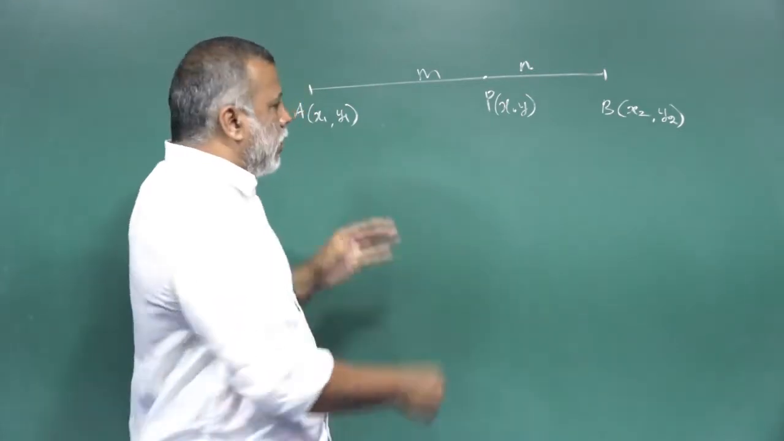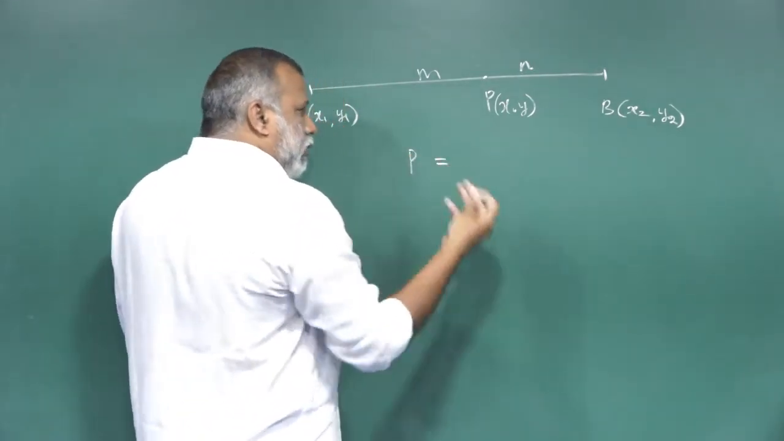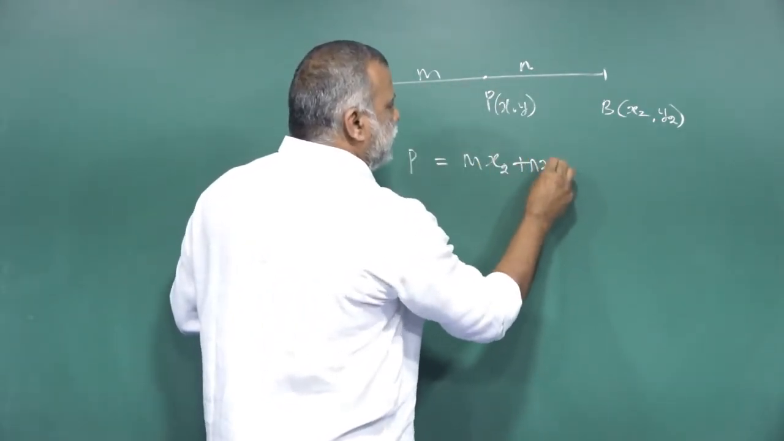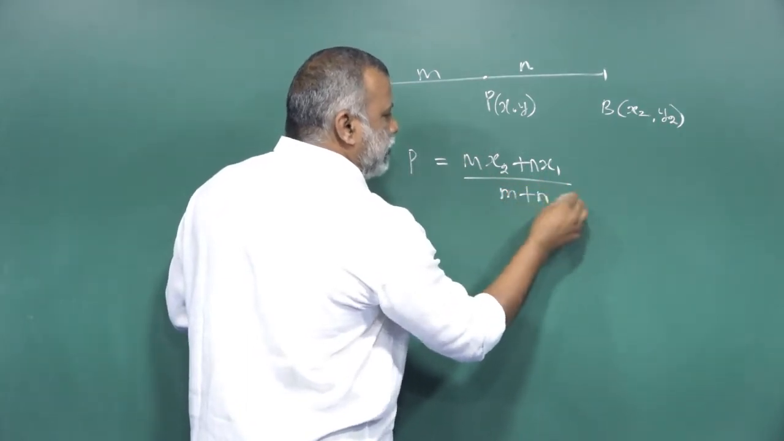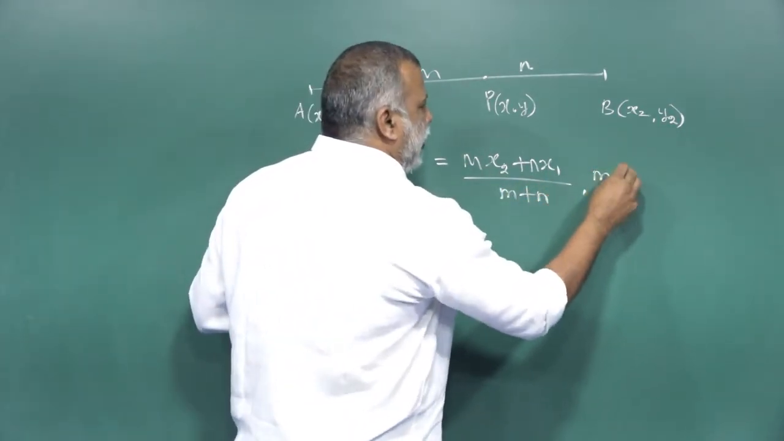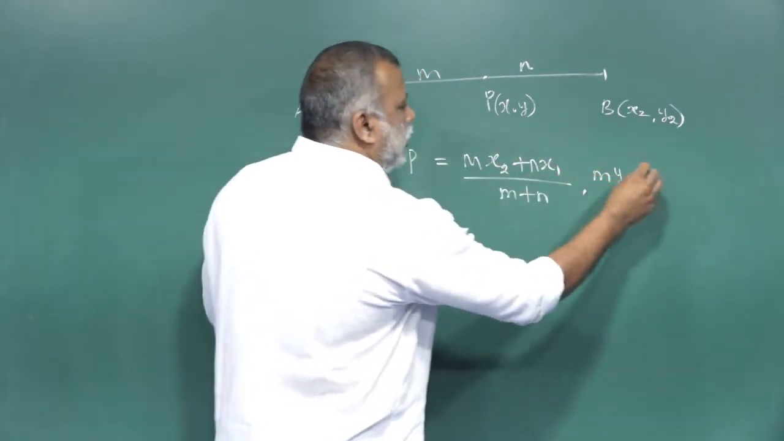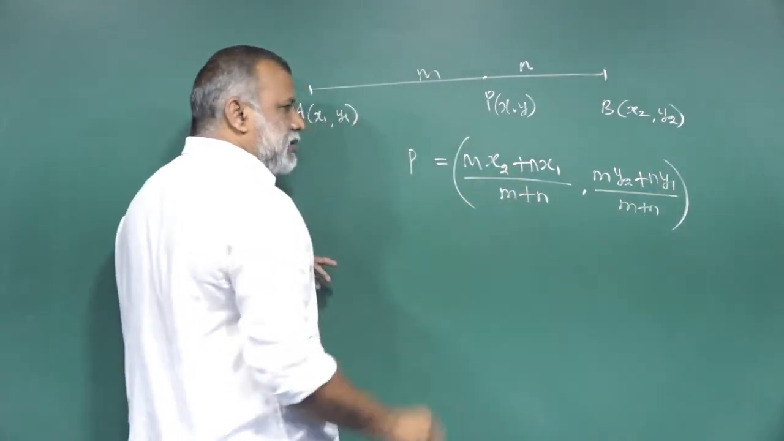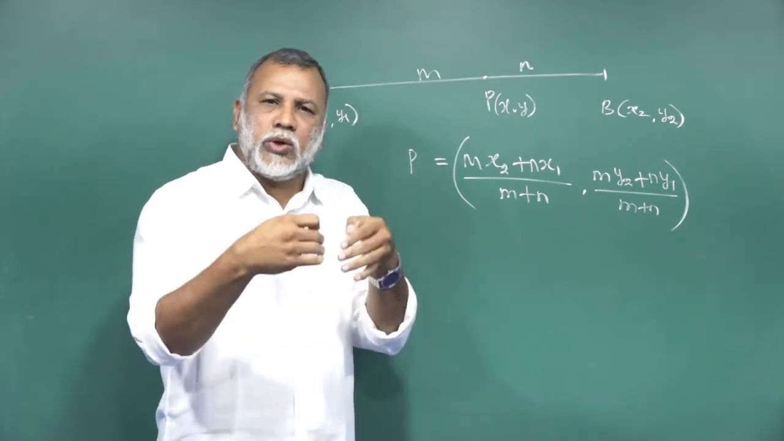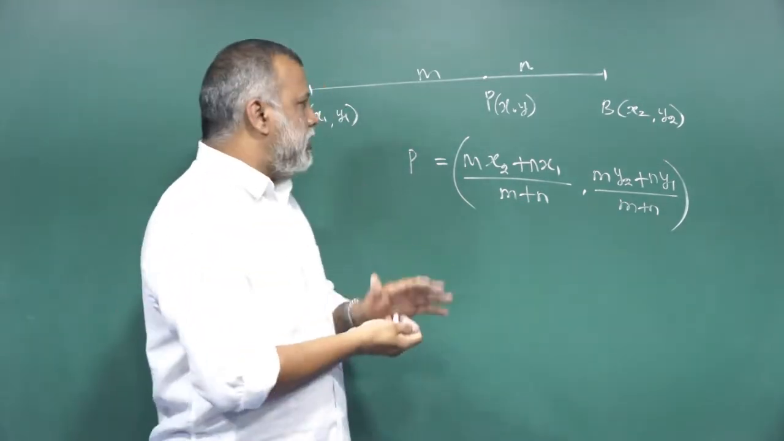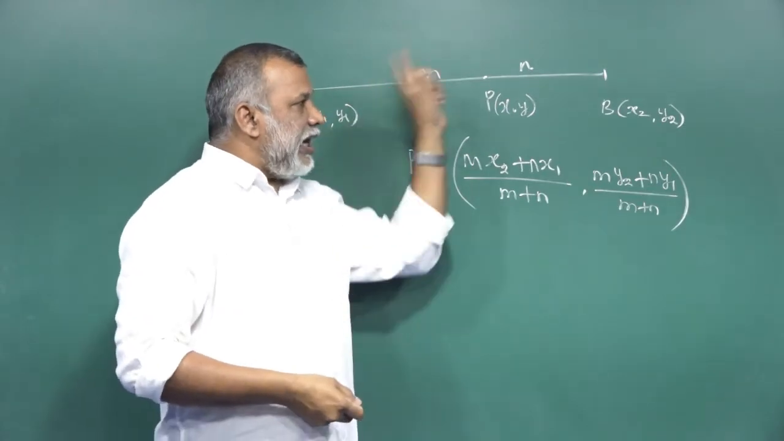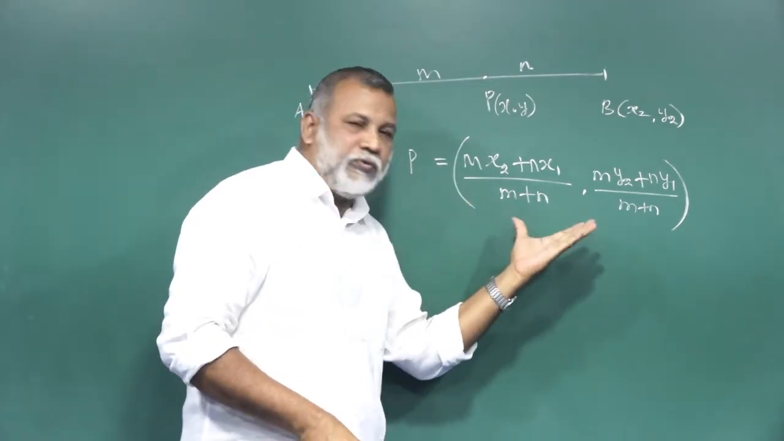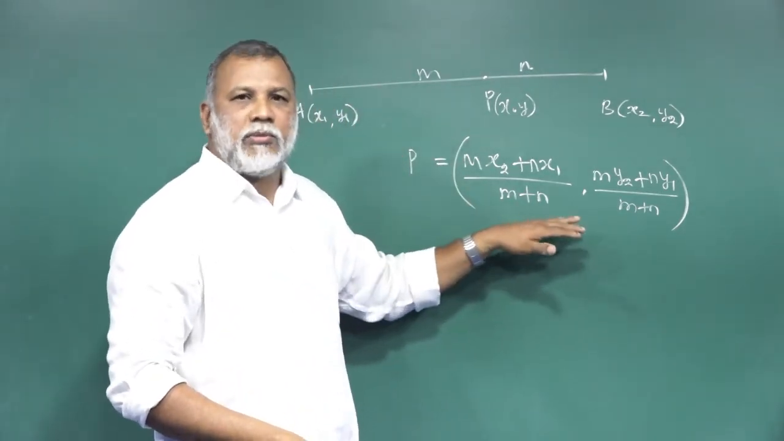Now we are going to work out this result. Now P equal to, what is the result? mx2 plus nx1 divided by m plus n, comma, the same way, my2 plus ny1 divided by m plus n. See this? You are using this formula many times in your lower sections, 9th standard, 10th standard. So P divides the line AB internally in the ratio m is to n. Now we are going to prove this one, how this formula is derived.